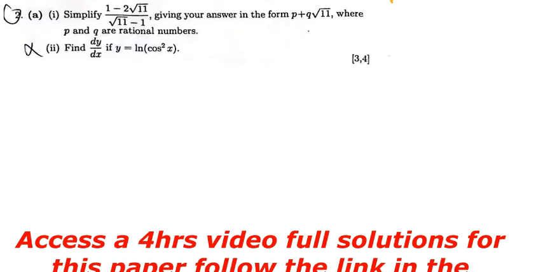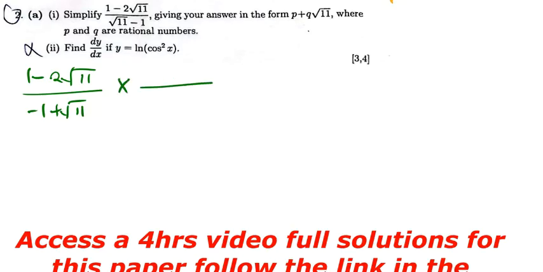So we can clearly see that we take the conjugate of the surd. In this case, the surd is negative, the square root of 11. So I'm going to rewrite this in this form: 1 minus 2 root 11, divided by negative 1 plus root 11. I'm writing it like that so that when I take the conjugate, I'm not disturbed. If you want, you can do it direct, putting the negative when you take the conjugate. So this will be negative 1 minus root of 11.